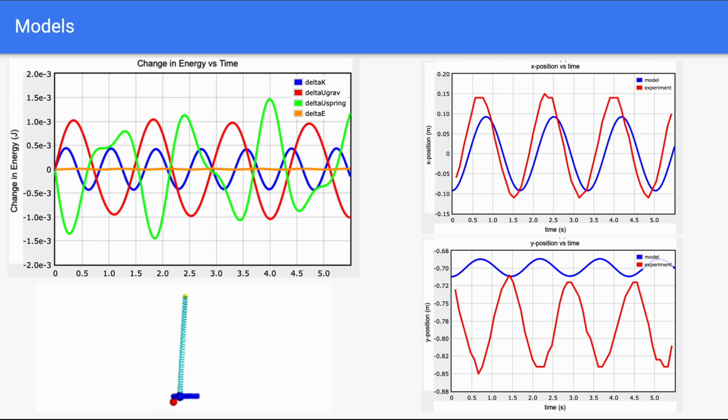Here are the models that I got. On the left is the energy model where it's change in energy versus time. And then on the right is my x position versus time and y position versus time. And on the bottom is just a picture of my spring and mass oscillating.